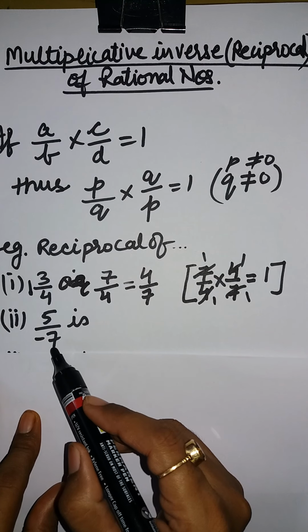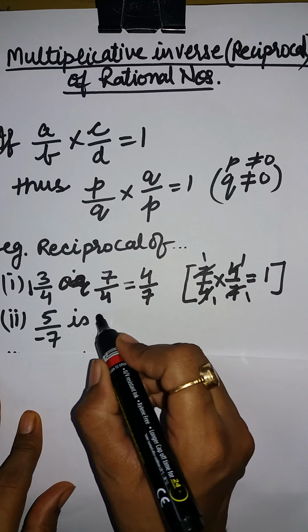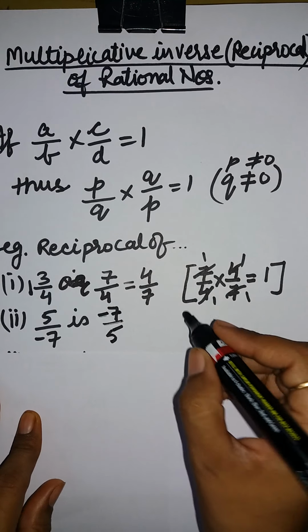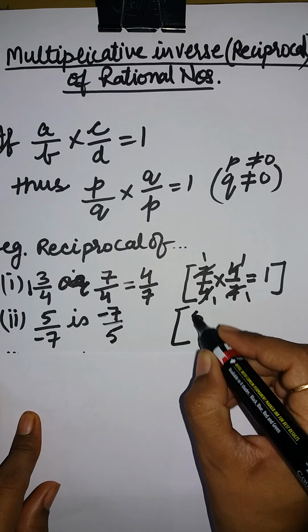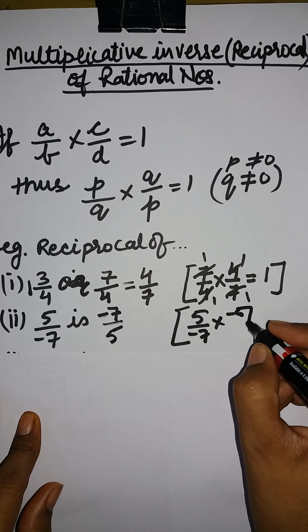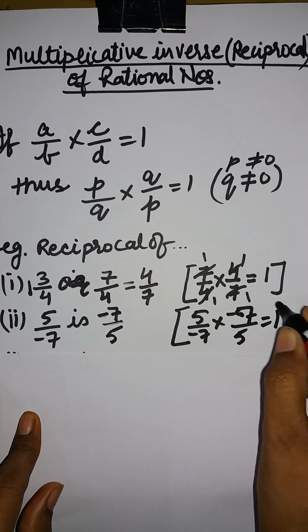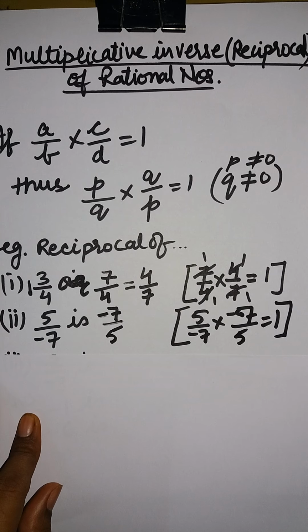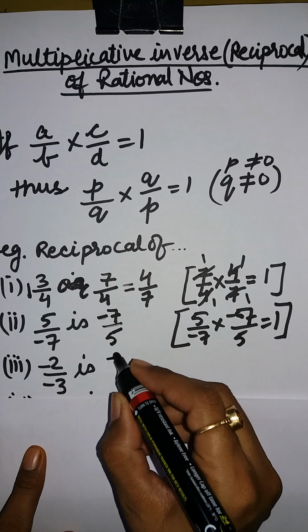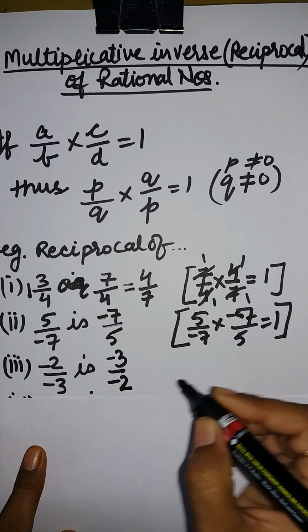Reciprocal of 5 by minus 7 is minus 7 by 5. Let us check. 5 by minus 7 into minus 7 by 5 equals 1. Yes. Reciprocal of minus 2 by minus 3 is minus 3 by minus 2.